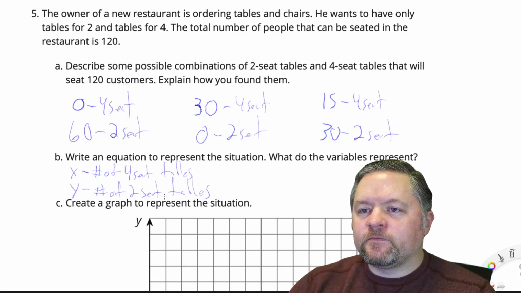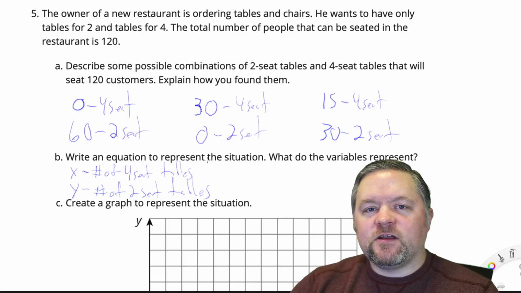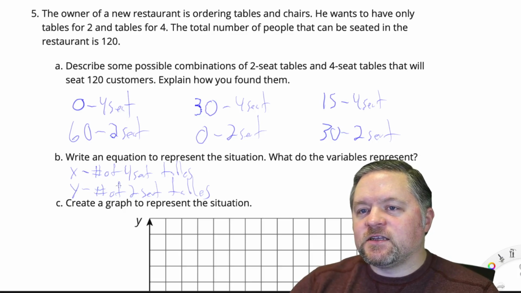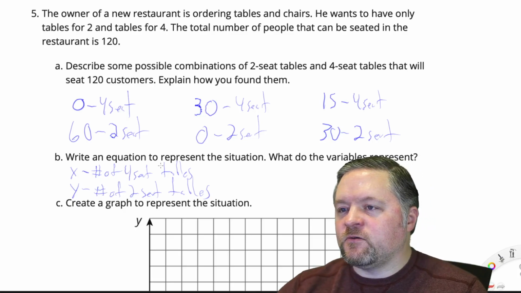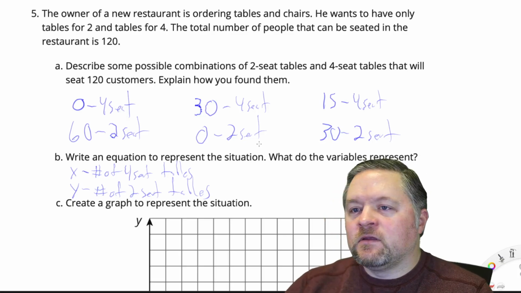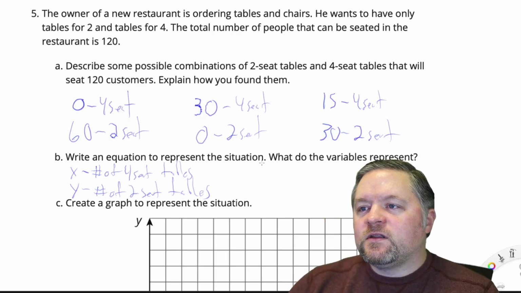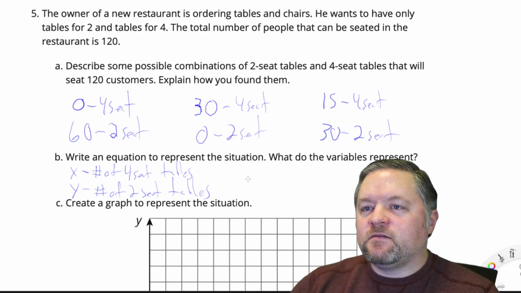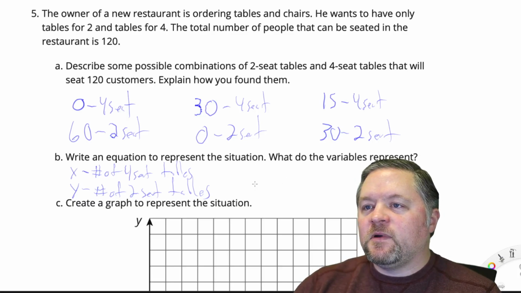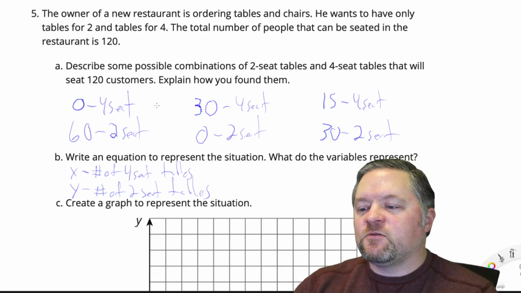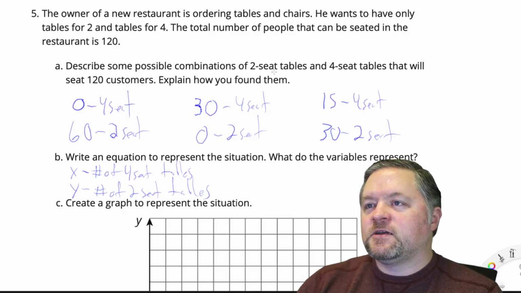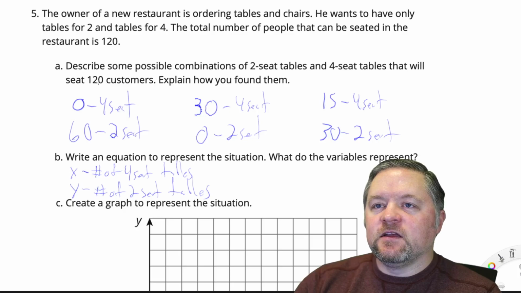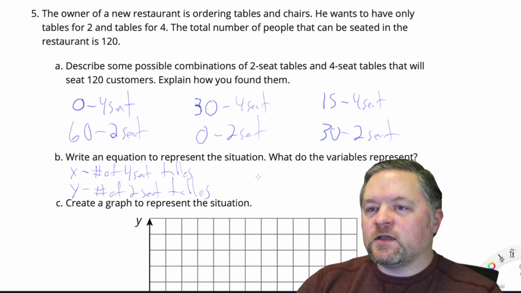So, please try to remember to write these out. I dislike it when students just say X is tables and Y is tables, or X is 4 and Y is 2. What do the variables represent? Perfect. How many tables of each are we going to need? Some possible combination of 2-seat and 4-seat, a total of 120.